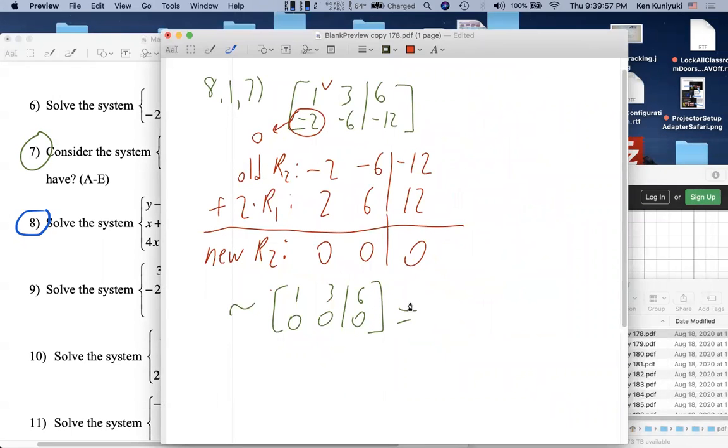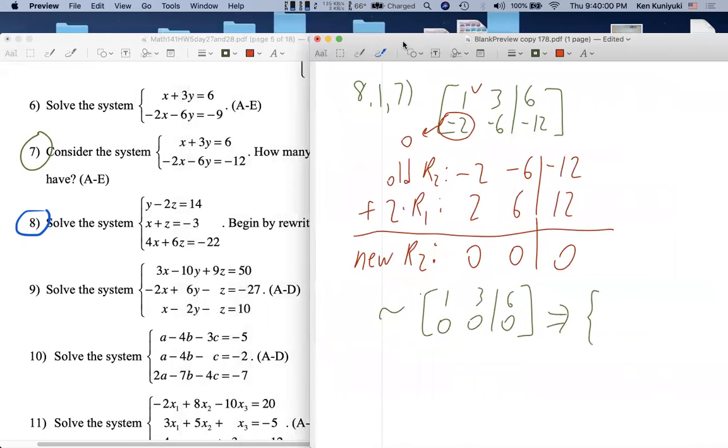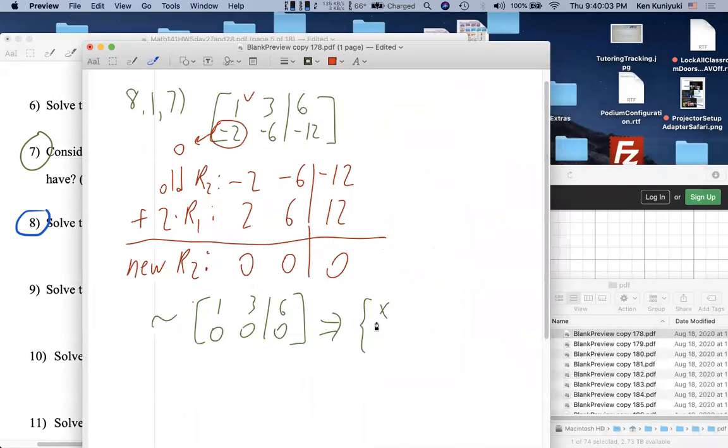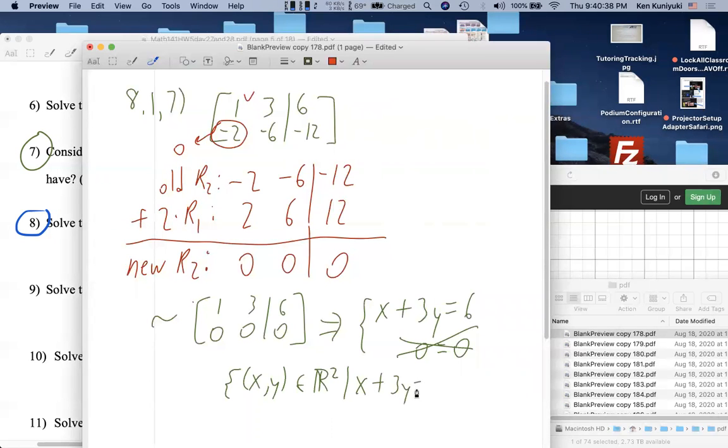But then what's the corresponding system? The variables or unknowns were x and y, right? So we have x plus 3y equals 6 and 0 equals 0. Any solution x, y has to satisfy both, but 0 equals 0 always holds. That's irrelevant, superfluous. So really, this has infinitely many solutions, all the ordered pairs that satisfy this. In set builder form, it's the set of all ordered pairs x, y in R2 such that x plus 3y equals 6. You didn't have to write that.